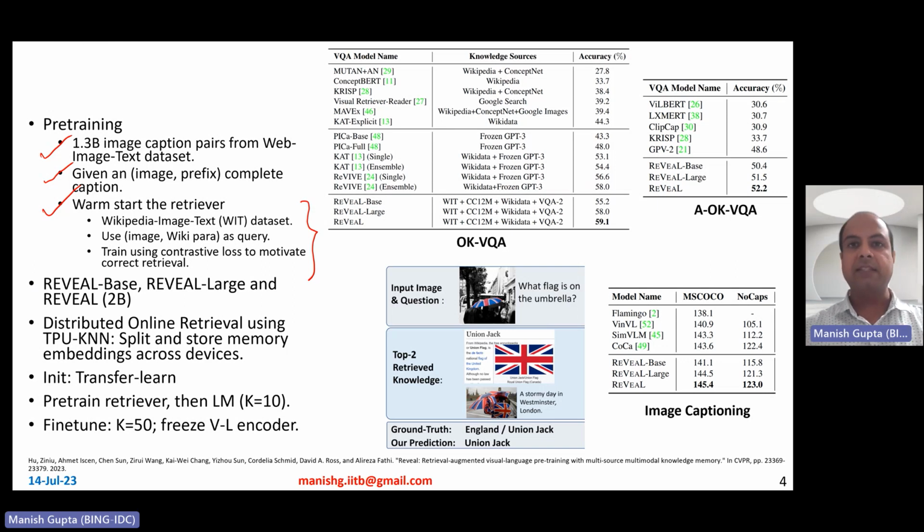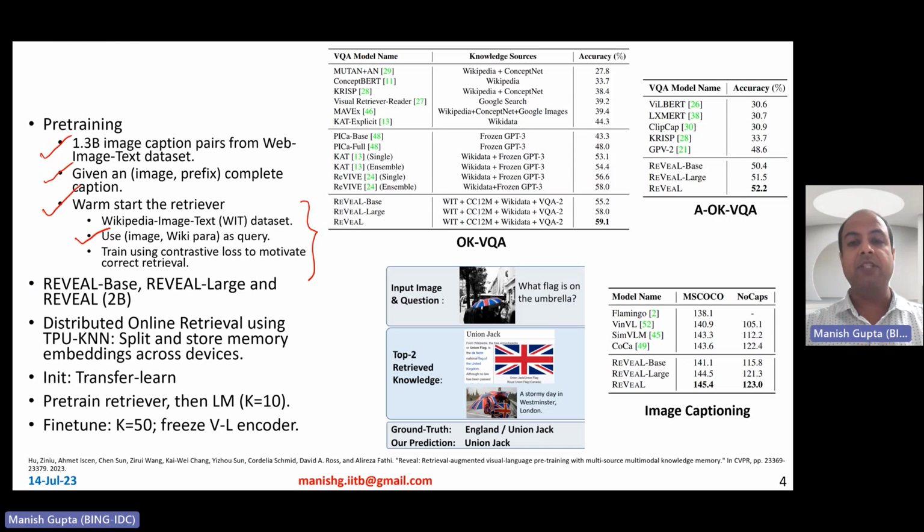This corpus has three parts for every entry: there is an image, there is a caption, and there's a Wikipedia paragraph. For the retriever, you say that I'm going to use the image and the Wikipedia paragraph as the query, and I'm going to retrieve the knowledge pieces, the image, the caption, and the Wikipedia paragraph, all of that from the memory. And you basically train the retriever. The retriever, remember, contains the T5 encoder.